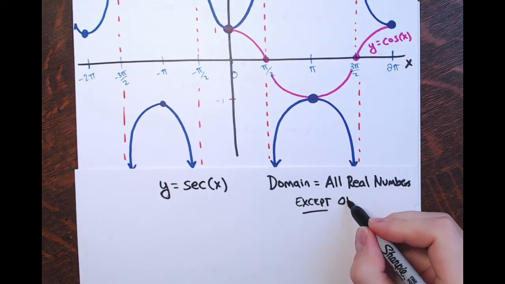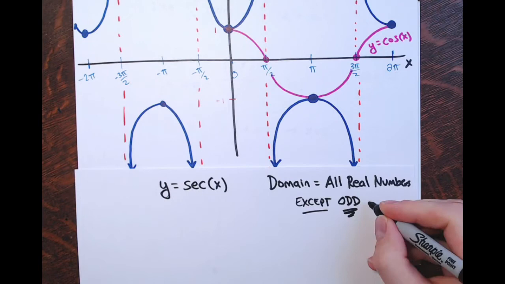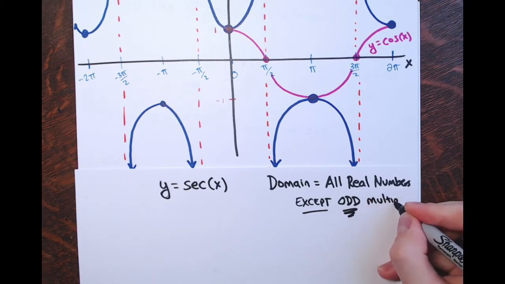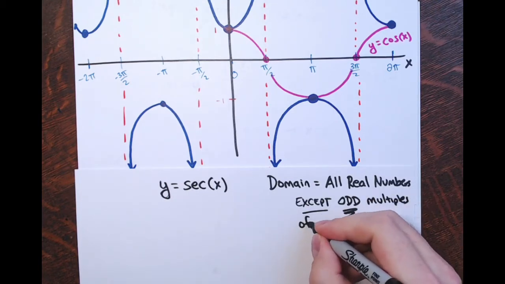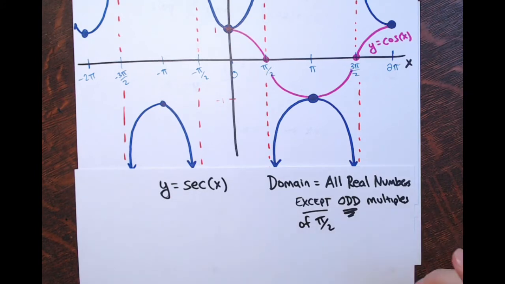Odd numbers of pi over 2. Except the odd multiples of pi over 2, of 90 degrees. So 3 pi over 2, 5 pi over 2, 7 pi over 2, 9 pi over 2, 11 pi over 2, and so on. There will be asymptotes there for just plain old secant of x. Secant is undefined at those values.